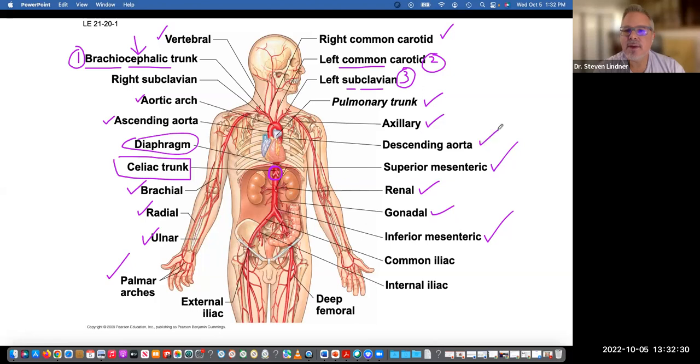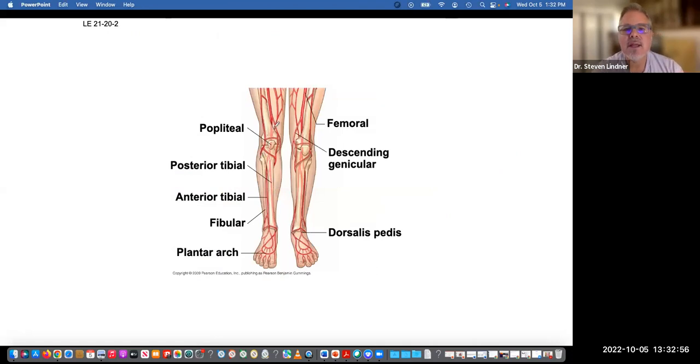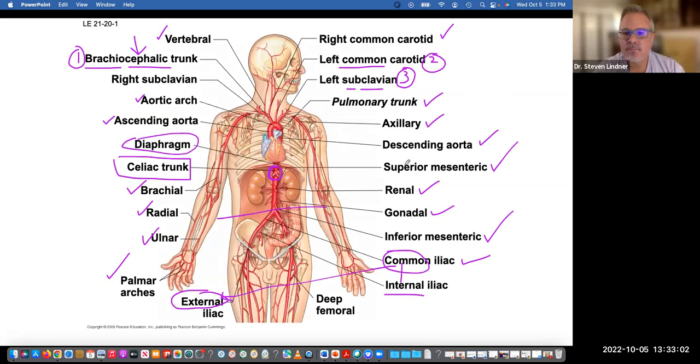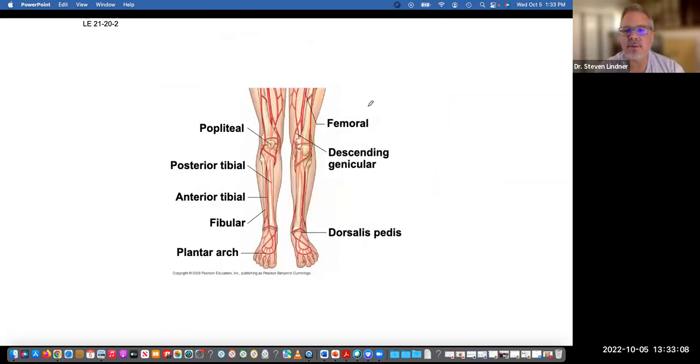Here's the descending aorta. And then for the lower half, if you look at the bottom portion, we have the common iliacs. Again, what did I say? Anything that has the word common, it's safe to assume it will divide into an internal and an external something. So the common iliacs will divide into an internal and external iliac artery. All right, so those are the main ones. Then when we follow down off of the common iliacs, eventually it will lead to the femoral artery in the thigh.